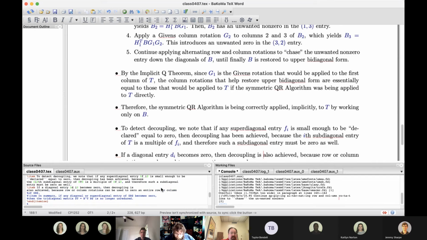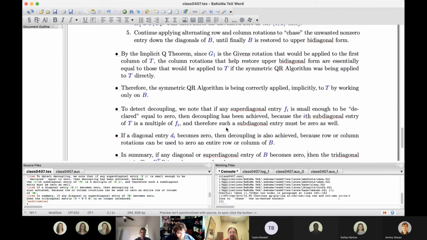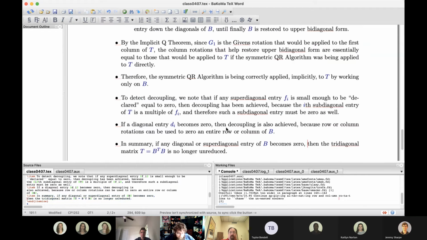The other possibility is, what if a diagonal entry becomes 0? That also leads to decoupling. There's a bit of work to do in that case. But the point is, any 0 entry in B tells us that we have decoupling in T. And that allows us to work on smaller portions of B, corresponding to working on smaller portions of T implicitly.